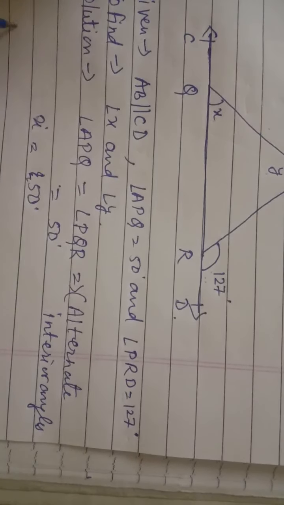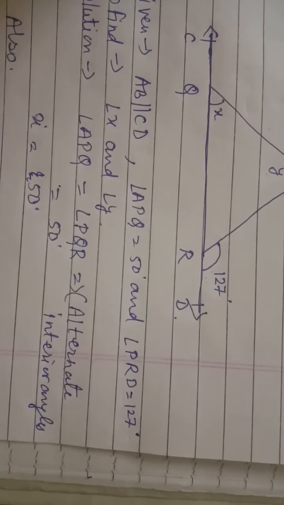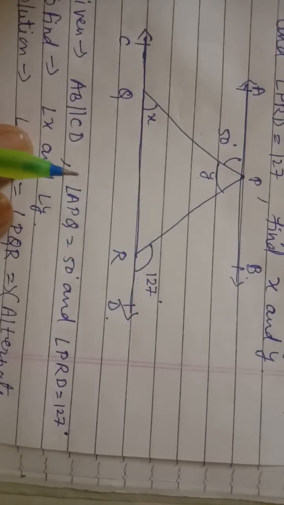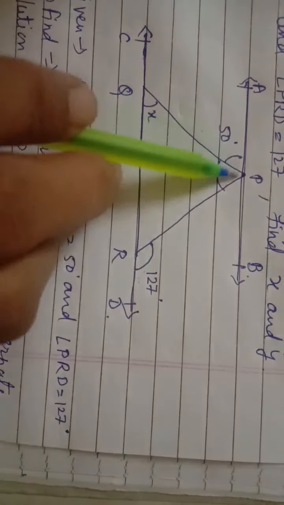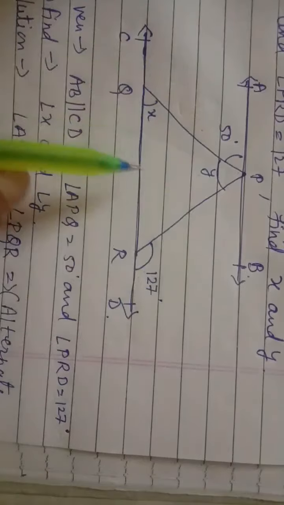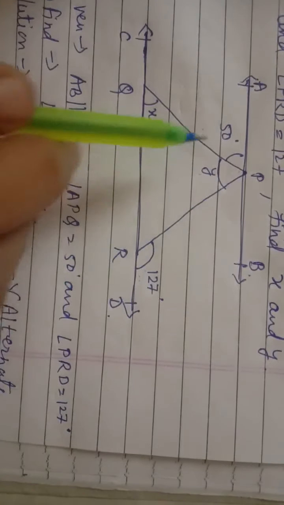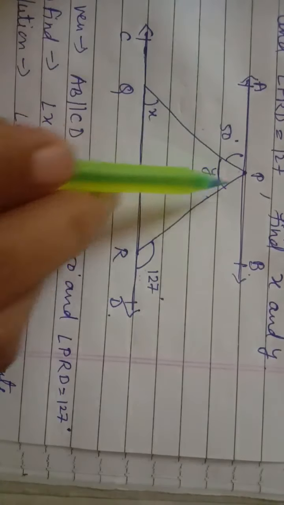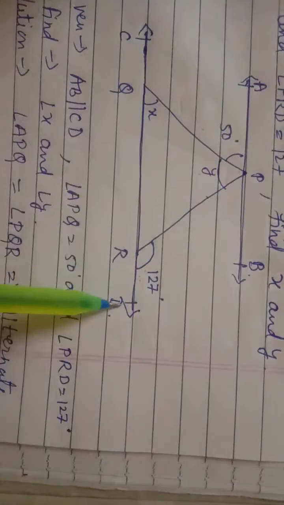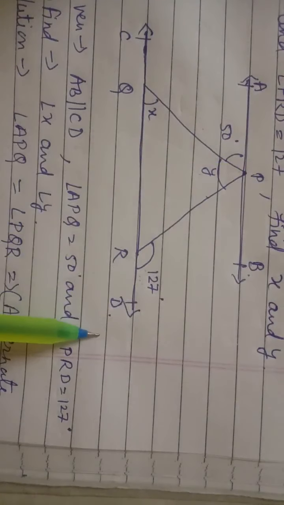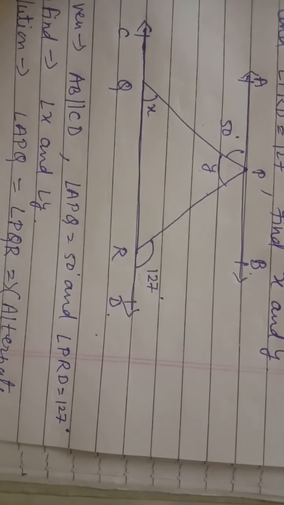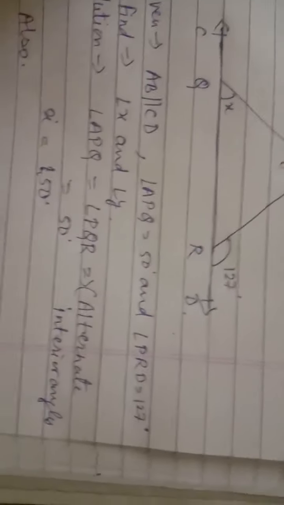Now you can see that AB is parallel to CD and PR is the transversal. So 50 plus Y is equal to 127. This alternate angle is forming: angle APR and angle PRD are alternate interior angles. So you can do it by this way also, or the first method I told you. So we are doing it by this method now.